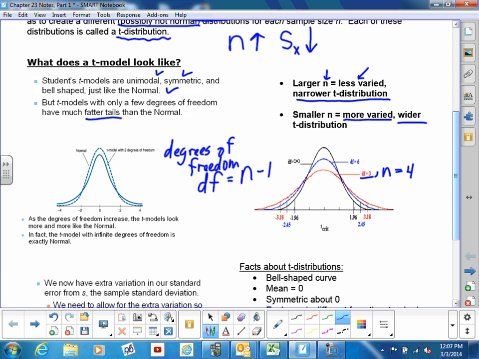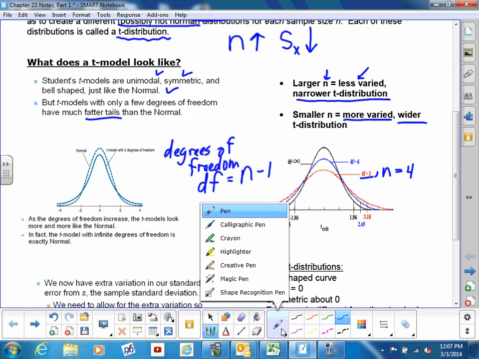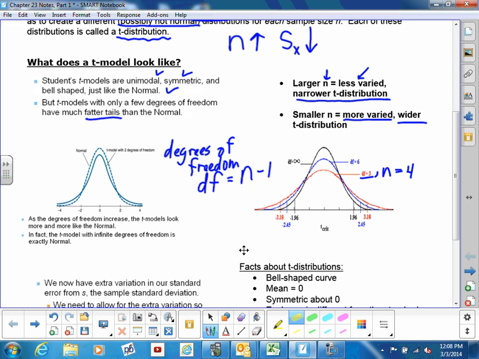Correct, the sample size was 4. So this thing has quite a bit of variation. See how this red curve goes all the way out here? It's quite a bit more varied, has more area in the tails than the other curves. So when you have a smaller degrees of freedom and a smaller n, we have more area out here in these tails. More varied. Okay.